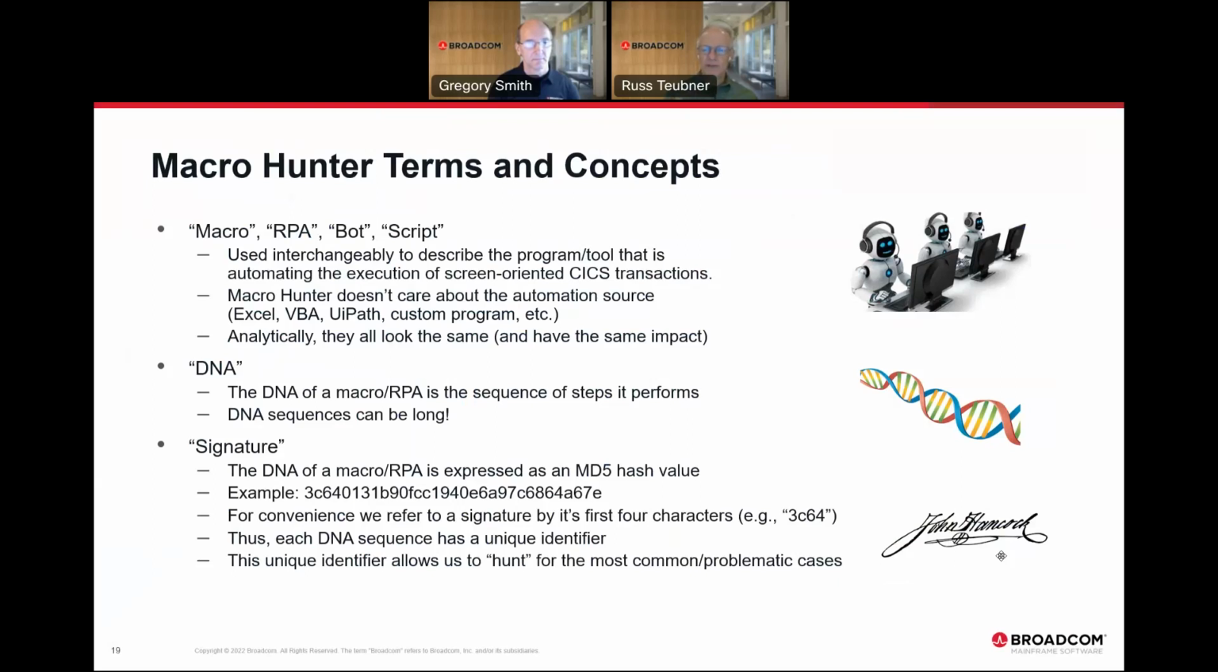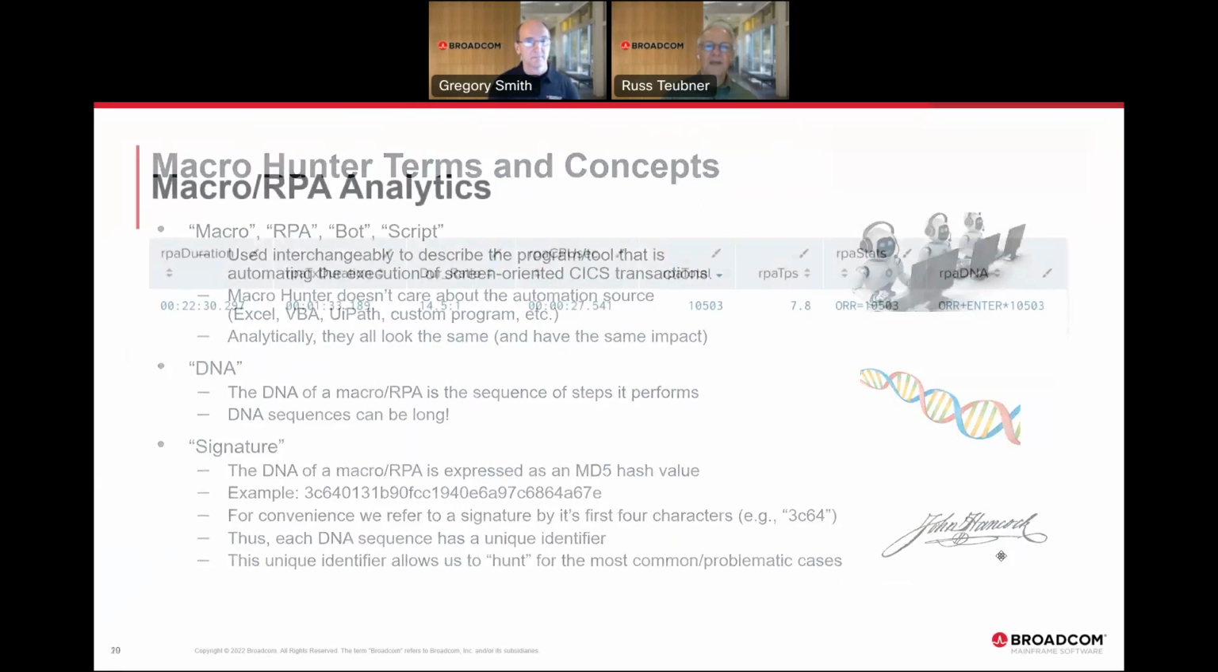But you never really have to worry too much about the complexity of the signature, because every time you see such a signature, you can always click on it and go see the DNA in an actual dashboard. Bottom line, for each DNA sequence, a unique signature or identifier is generated, and that unique identifier is really important because it allows us to hunt for the most common and problematic use cases in an organization.